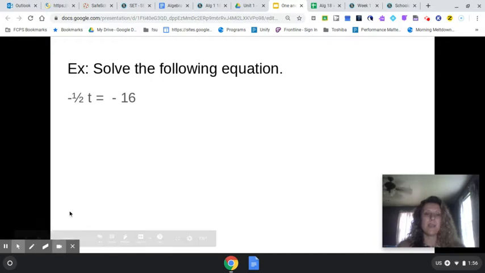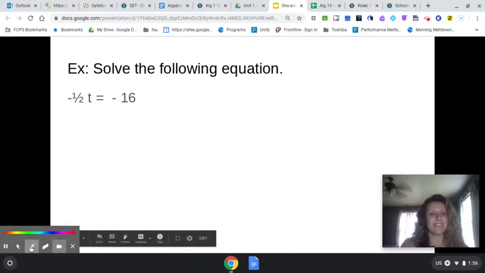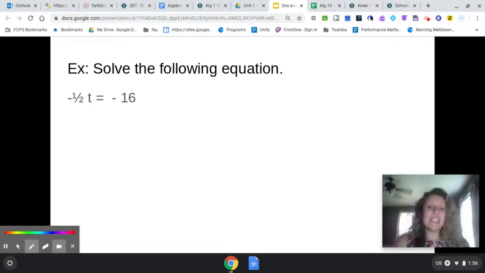The next example has a fraction in it. Don't let that scare you, but it says negative 1/2 t is equal to negative 16. Okay, so I have to think, well, what operation do I see on that left side of the equation? And even though there's not a sign there, negative 1/2 t means negative 1/2 times t.